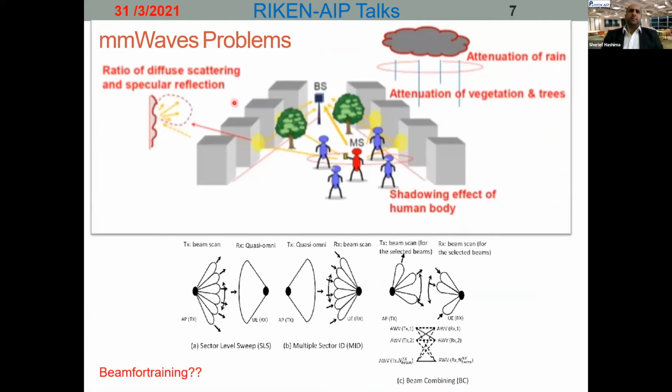But we have a problem, which is diffusion and scattering, and also shadowing effect by other persons, attenuation of these waves by rain and trees, and sensitivity to blocking. So we have to do beamforming, which is aligning the beam of the transmitter and receiver with each other through a beamforming training process, which consumes a lot of time and creates overhead data if the number of users is increased.